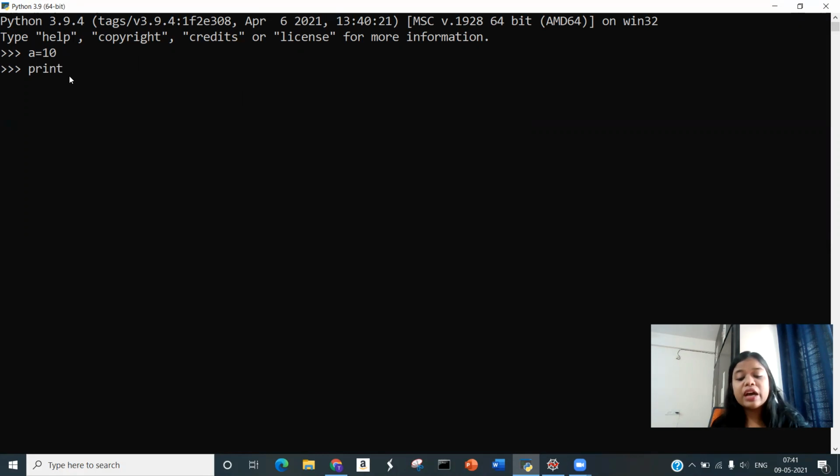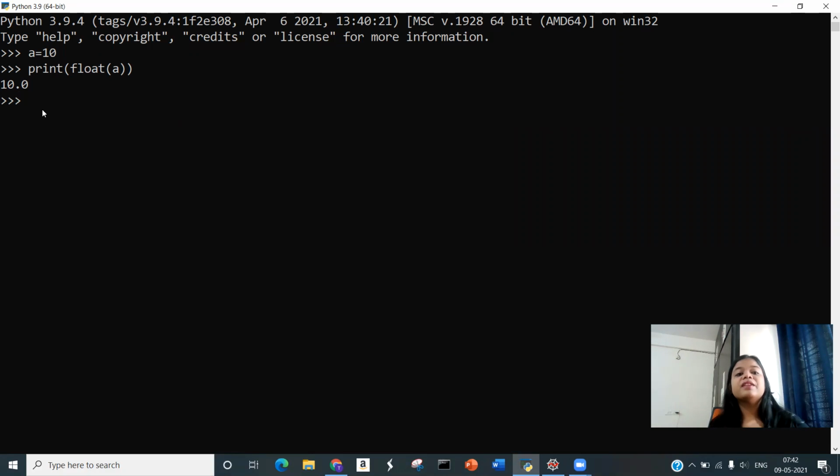Now, how to do that? You have to write print, then start the bracket, then write float, then again start the parenthesis and write a, then close both the parentheses. Now, let me see what's going to print. See, when it was integer, I gave it as 10, and when I printed it as float, it gave me 10.0 by default, because that's how floating points are represented.